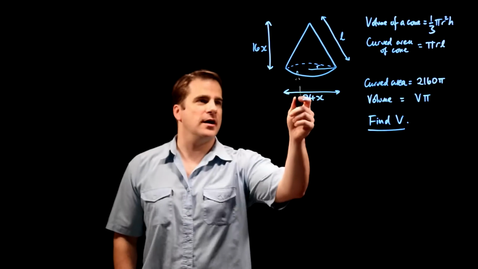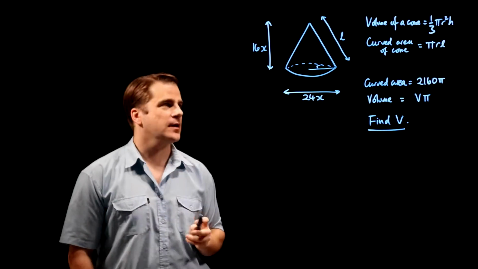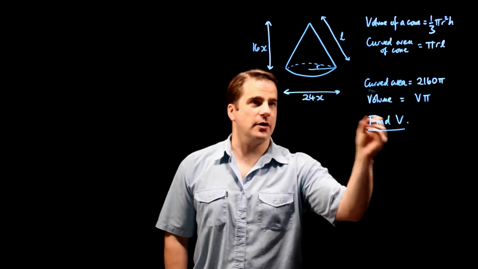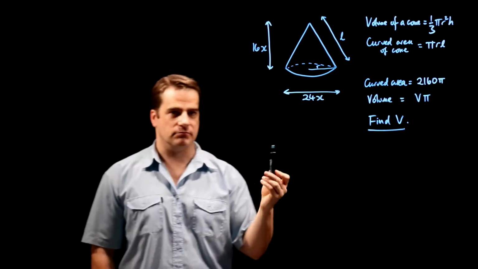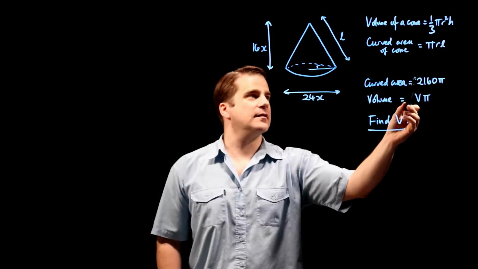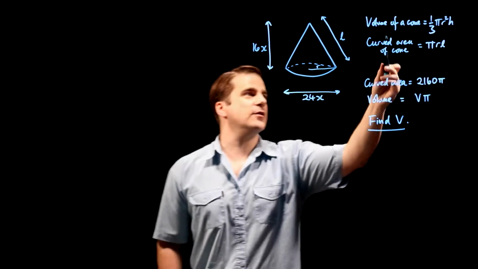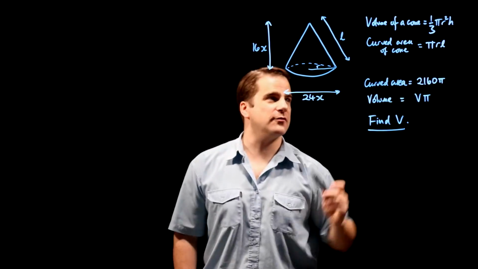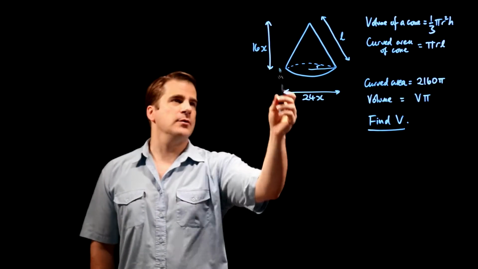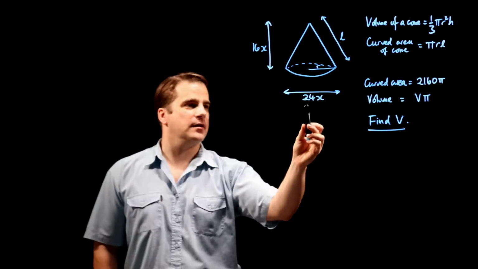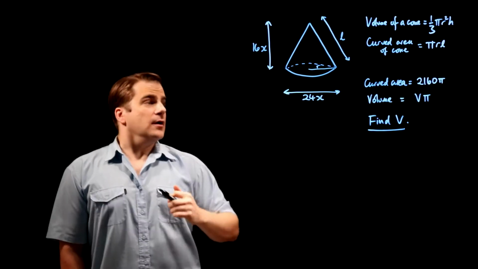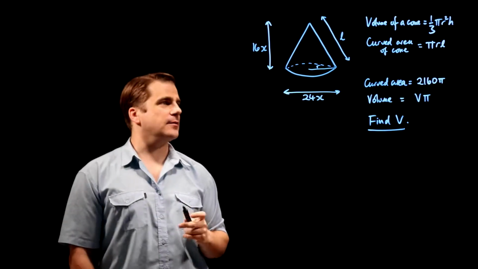Right, we've got a solid cone here and we have to find V. And we're told that the volume of this thing is V pi. We're told the curved area is that, and they very kindly give you the volume of a cone and the formula for the curved area of a cone. We've got the height and the diameter in terms of x as well, so we've got to find x first. Right, so where should we begin?